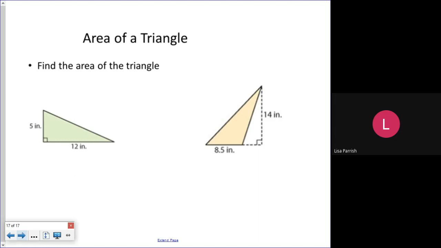All right, here are our last 2 examples for triangle. Again, I'll work them both ways. So let's draw this first one with the 5 and the 12. 5 inches and 12 inches. Draw that one first. Label.